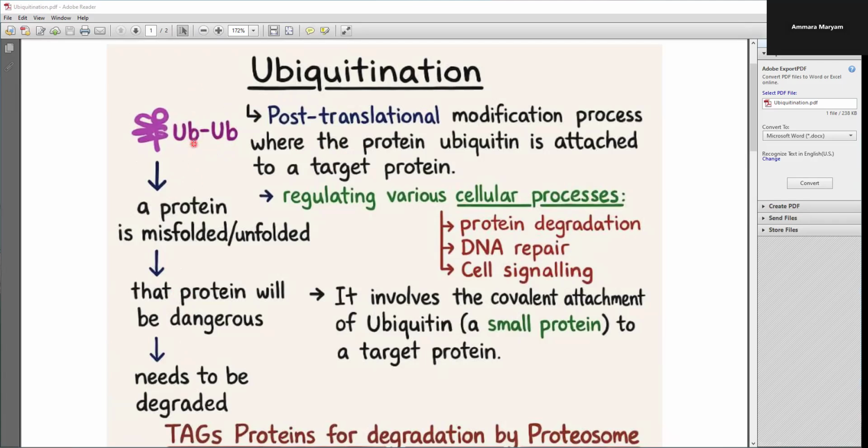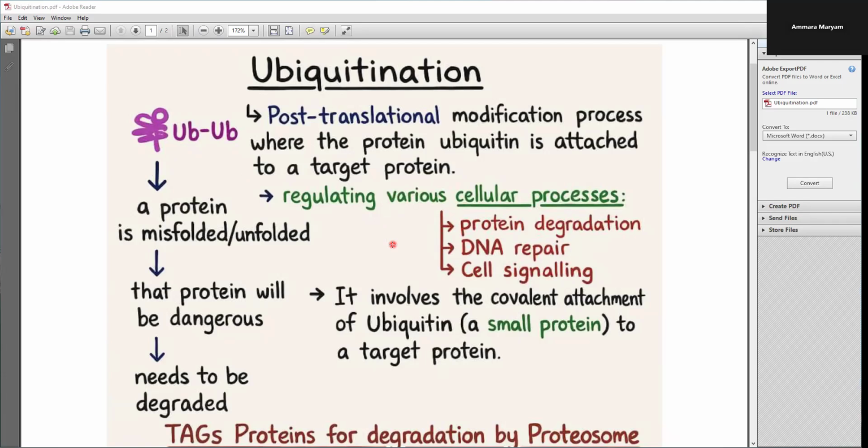Now, ubiquitination basically involves the covalent attachment of ubiquitin, which itself is a small protein, to a target protein. Now, what is the target protein? The target protein is that protein to which we add the ubiquitination tag. The target protein is the one that needs to be degraded. That is actually dangerous for the cell. That is actually a damaged, misfolded protein. This protein that we want to degrade, that is not useful for the cell, that we want to modify by the addition of ubiquitin, is referred to as a target protein.